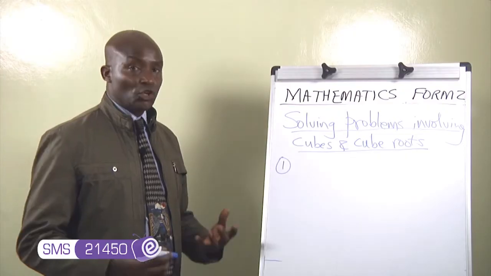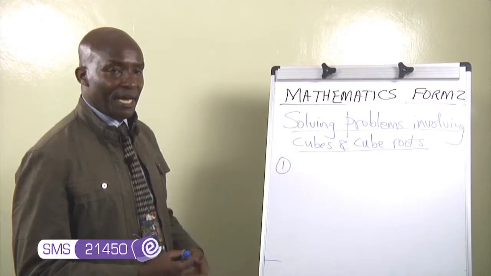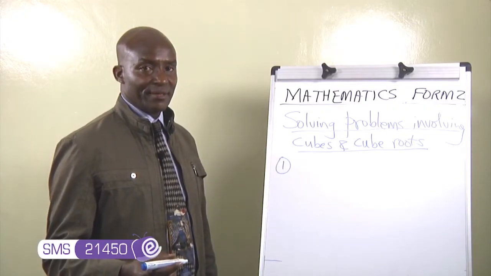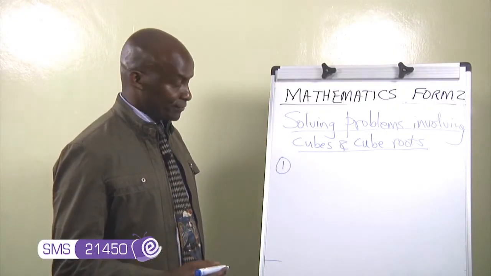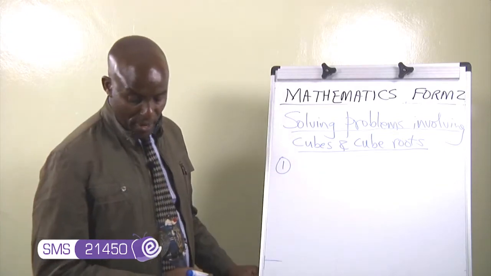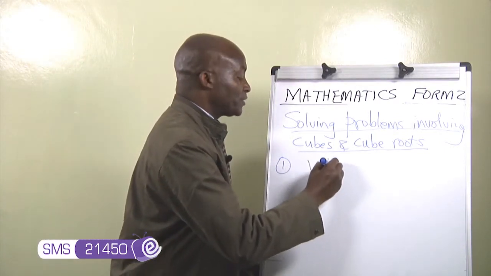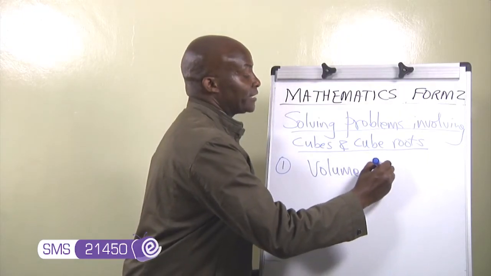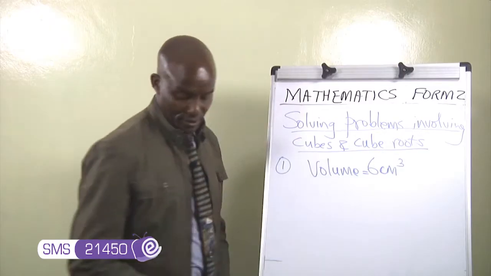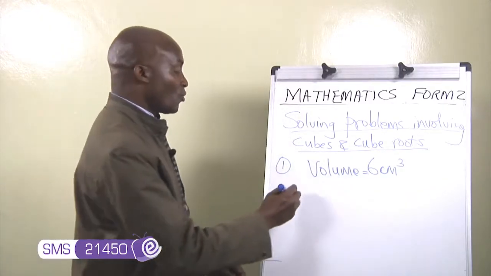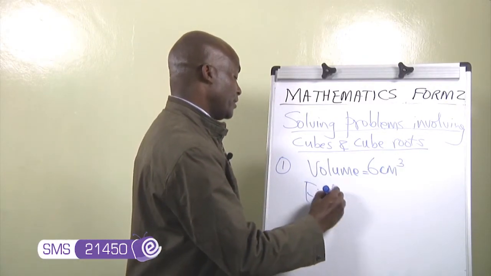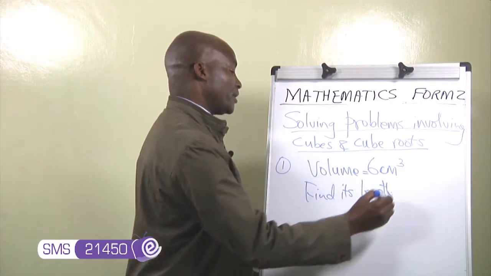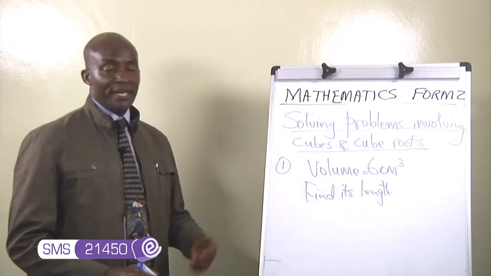You are given that a cube is a container that has all the three sides equal, that is length, breadth, and height. So you are told that a cube has a volume of 6 centimeters cubed. Now you are told to find its length. Okay? You have such a question. Find its length.